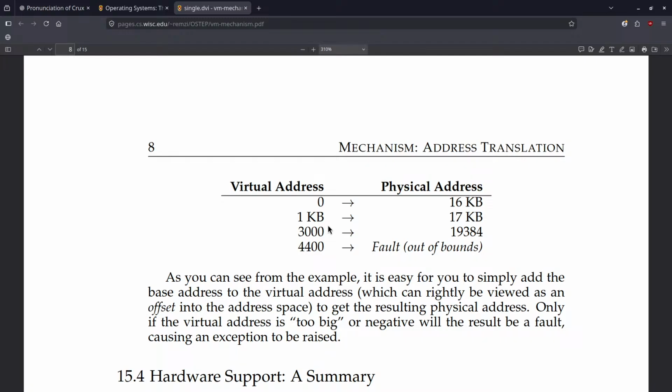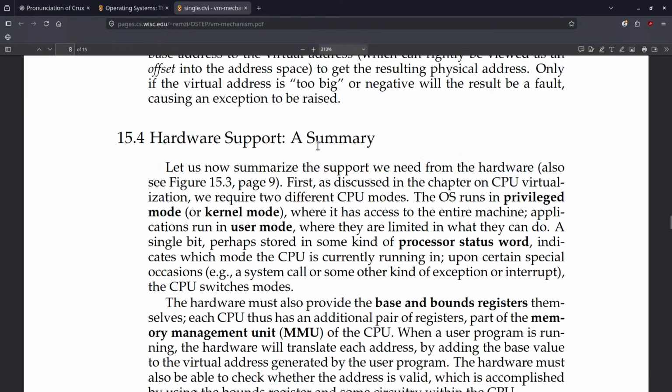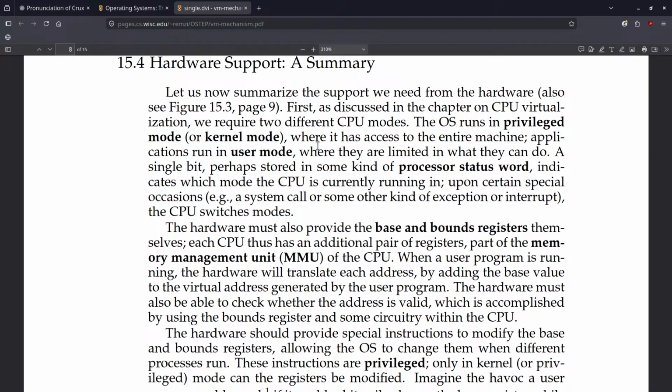As you can see from the example, hardware support, a summary. Let us now summarize the support we need from the hardware. First, as we discussed in the chapter on CPU virtualization, we require two different CPU modes. The operating system runs in privileged mode or kernel mode, where it has access to the entire machine. Applications run in user mode, where they are limited in what they can do.